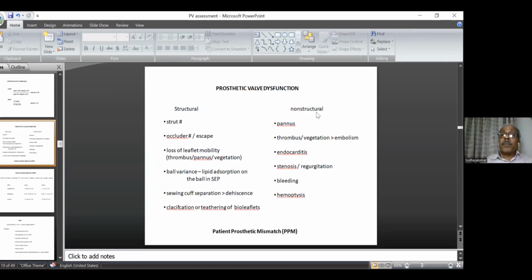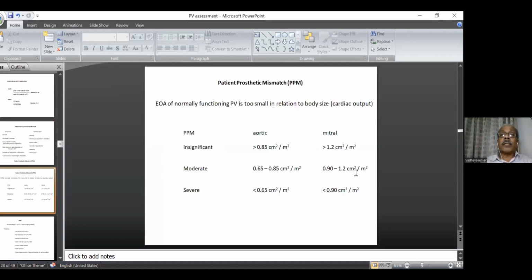Unrelated to that, you have the pannus, which is tissue ingrowth, thrombus and vegetation leading to embolism. Endocarditis, all of us know. Stenosis, regurgitation are functional and non-structural. It could be structural also, but we are looking at the physiological parameters. Then the bleeding unrelated hemoptysis. And most important, we have to talk about patient prosthetic mismatch.